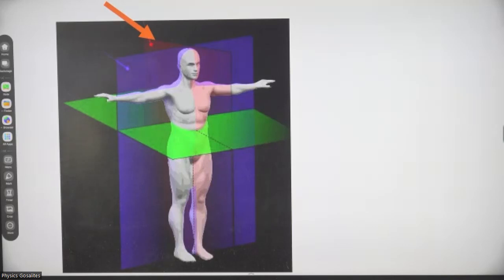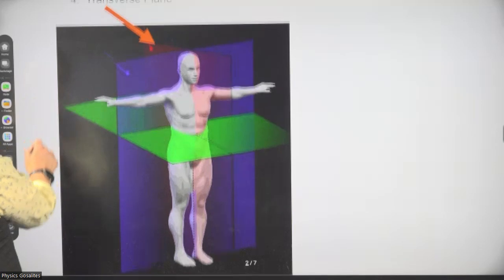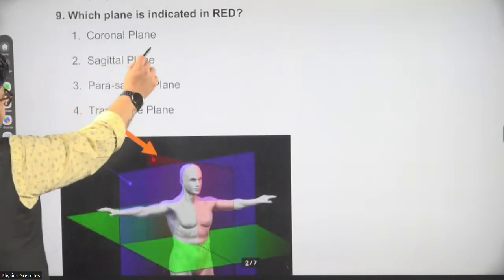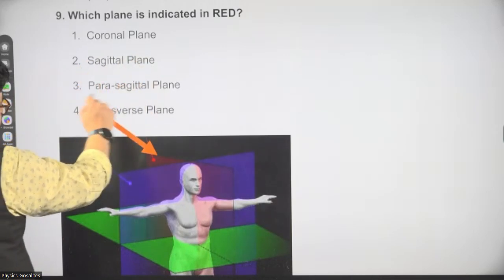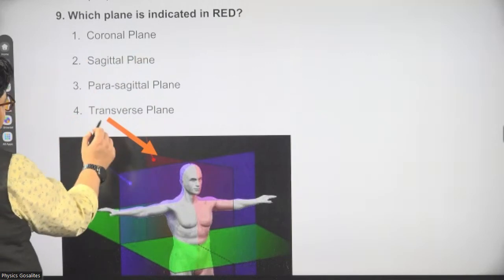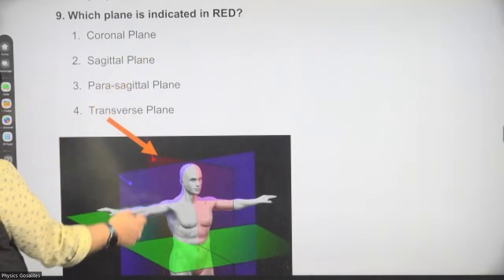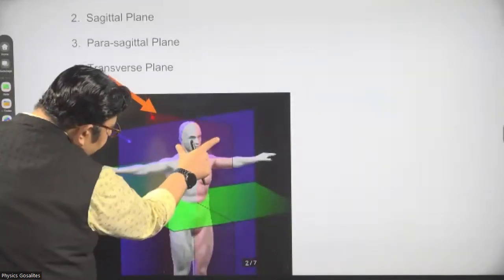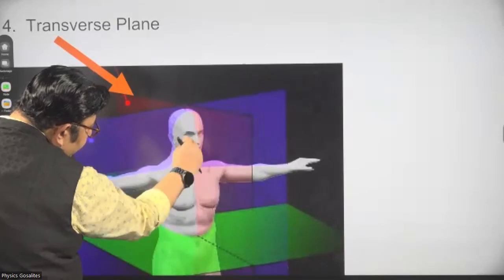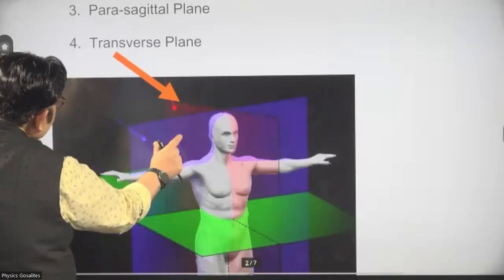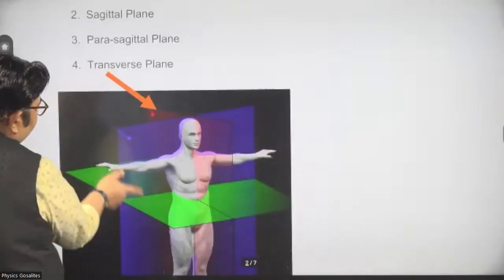I don't remember the options. If you want to see the options again, you can see them, right? So here we have a coronal plane, sagittal plane, parasagittal plane, and transverse plane. And this one is the sagittal plane. As you can make out, even the nose is half this side and half that side. So precisely it is a mid-sagittal plane, and your answer is correct.